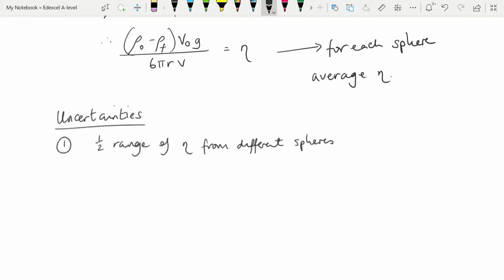That will give you your absolute uncertainty in eta. You can then divide it by your average value, multiplied by 100 to get a percentage. Very straightforward. Not so straightforward is using your actual measured repeat data to find the uncertainty in your eta.